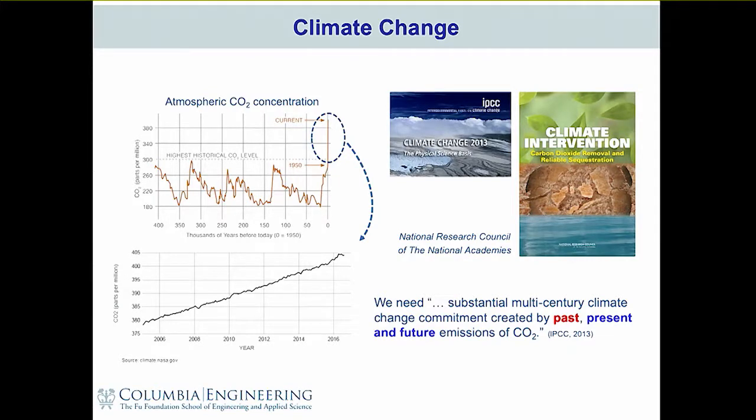People were quite scared when this report came out from the National Academies and IPCC, that maybe they said, well, we're done, we should not even bother with this, and we should just focus on renewable energy. Instead, what they came up with was that we need a substantial multi-century climate change commitment created by past, present, and future emissions. It sounds simple, but it's a very, very big challenge. When you talk about pollutants, you want to go to zero emission. You stop the emission. That's what you want.